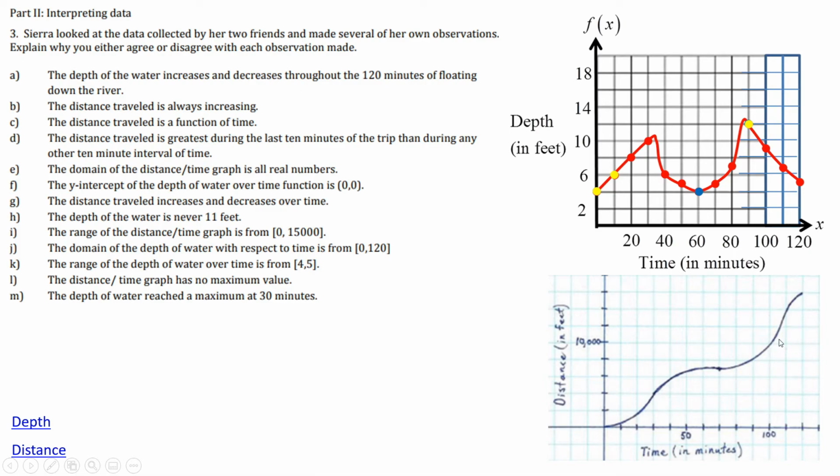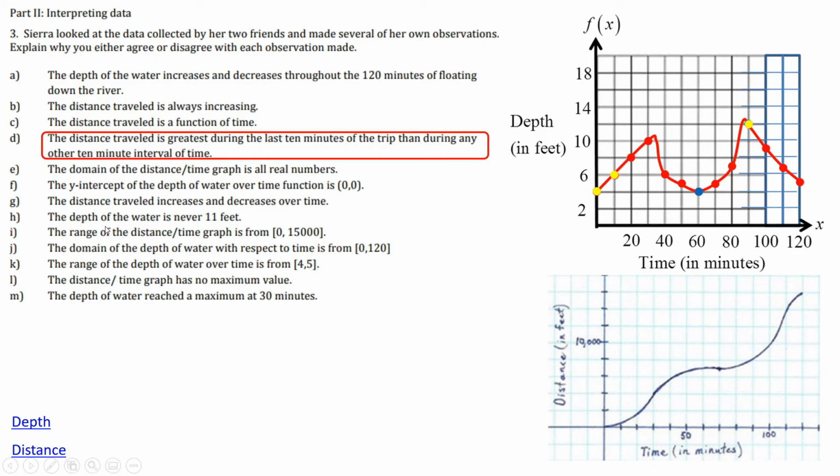So, Sierra, I'm sorry, we're going to have to disagree with this statement right here, and we're just going to verbalize our response. From the 100-minute mark to the 110-minute mark, we traveled 4,000 feet, while from the 110 to the 120-minute mark, we only traveled 2,000 feet. So, Sierra, you missed D, but that's okay. Keep trying.